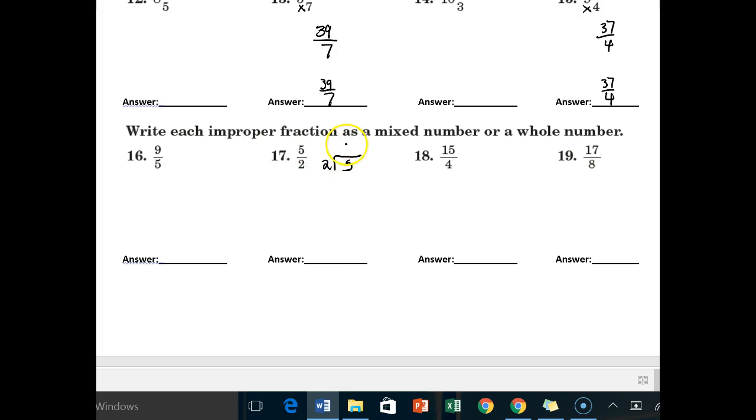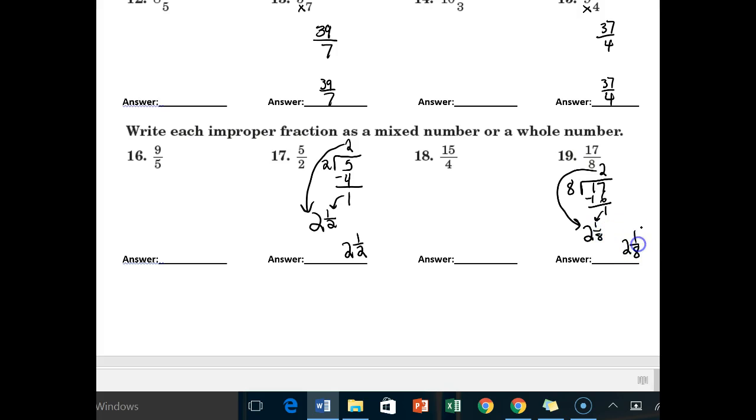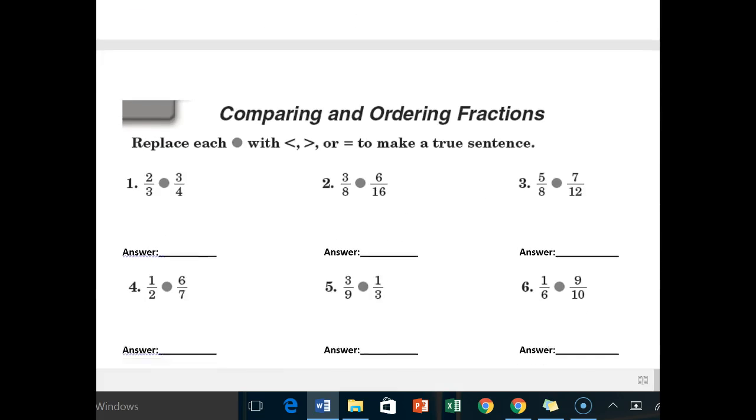How many times does 2 go into 5? Well, it goes in there 2 times, and I have 1 left over. The 2 is my whole number, the 1 is my numerator, and I keep my denominator, so 2 and 1/2. Let's do that one more time. 8 into 17. 8 goes into 17 2 times, because that's 16, and I have 1 left over. So again, the 2 is my whole number, the 1 left over is my numerator, and I keep my denominator, 2 and 1/8. Let's flip over the back side.